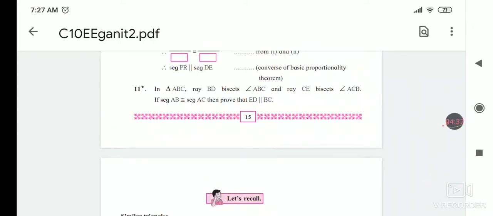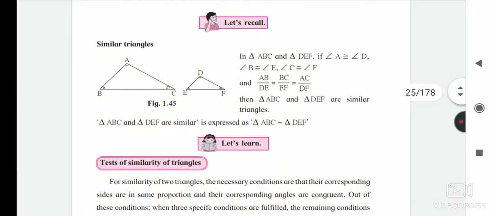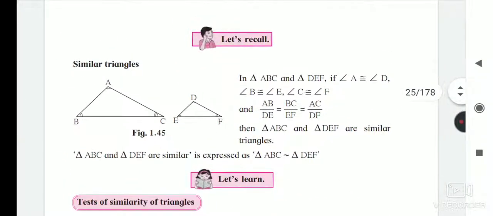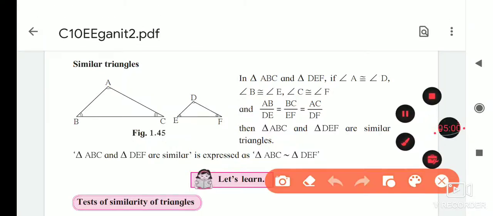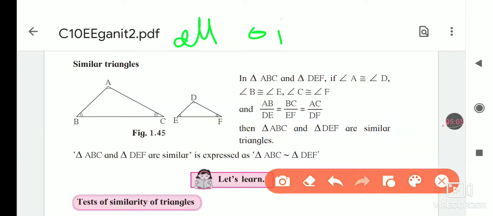Okay, now the next point is similar triangles, which we will revise. So when we say that two triangles are similar to each other, as we know about congruency, we have studied that two triangles are congruent to each other when all their angles and all their sides are congruent to each other. Then we say that these two triangles are congruent to each other.